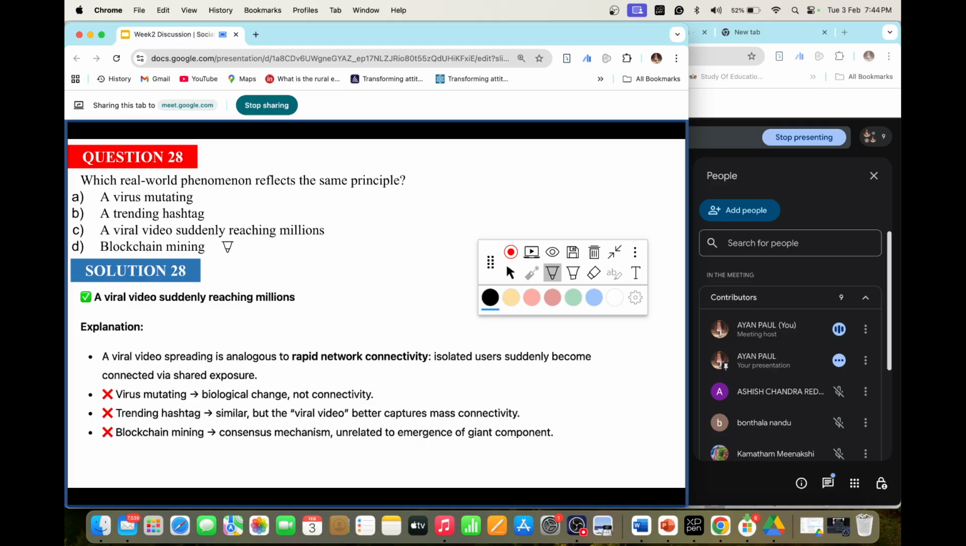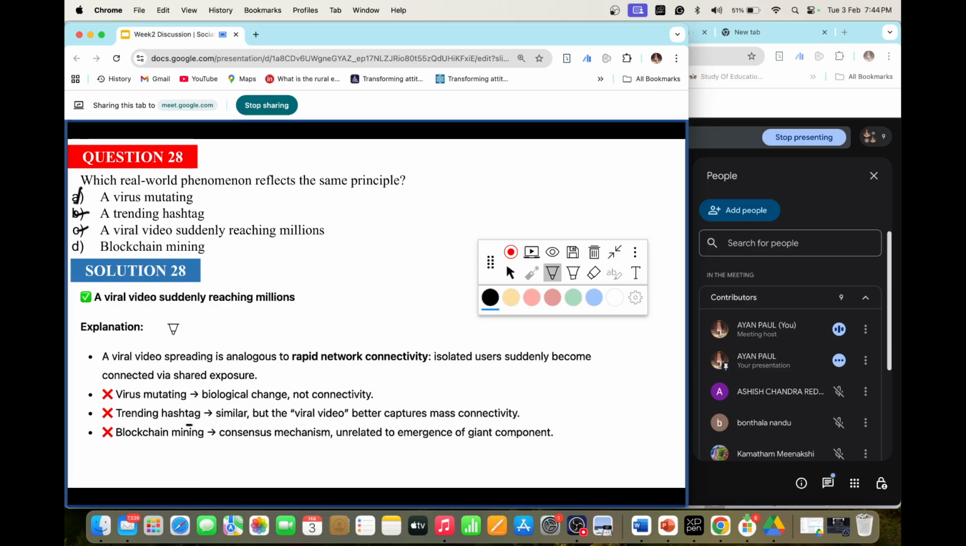Why not this? Virus mutating is a biological change, not connectivity. Trending hashtag is similar, but the viral video better captures the mass connectivity. So I think trending hashtag should also be true. So option B and option C should be right. Option A I cannot say, because virus mutating is a biological change, not connectivity.